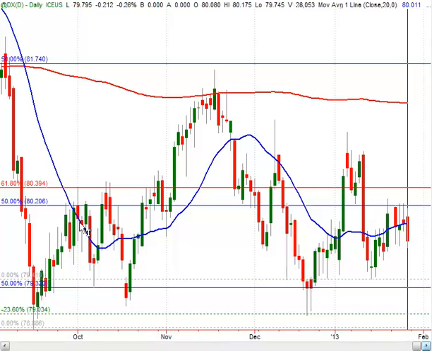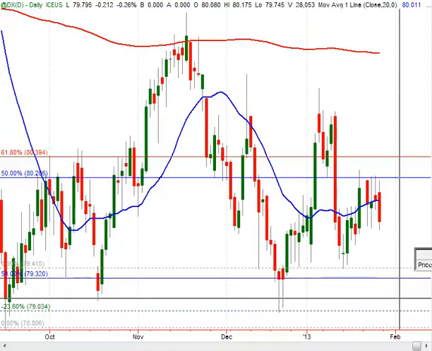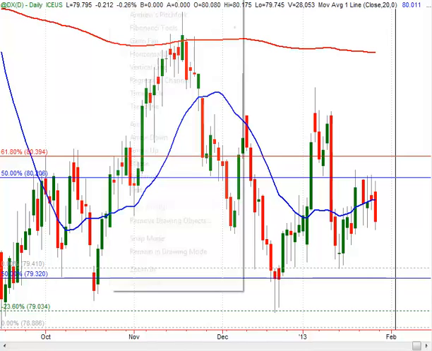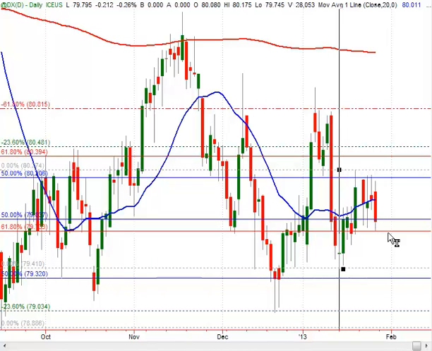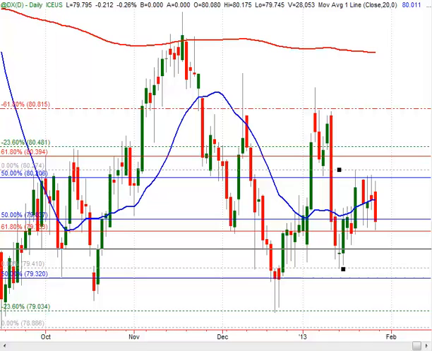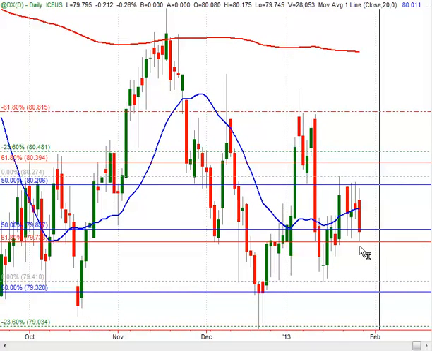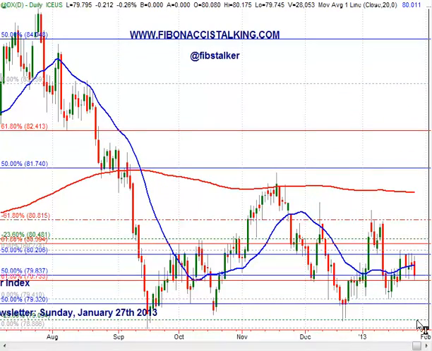So the setup short at the 80.20 for the dollar index has a target in the 79 area, but this target will only be confirmed once the 79.70 level will be violated on the downside, and I believe this can happen during the week that is going to start tomorrow.